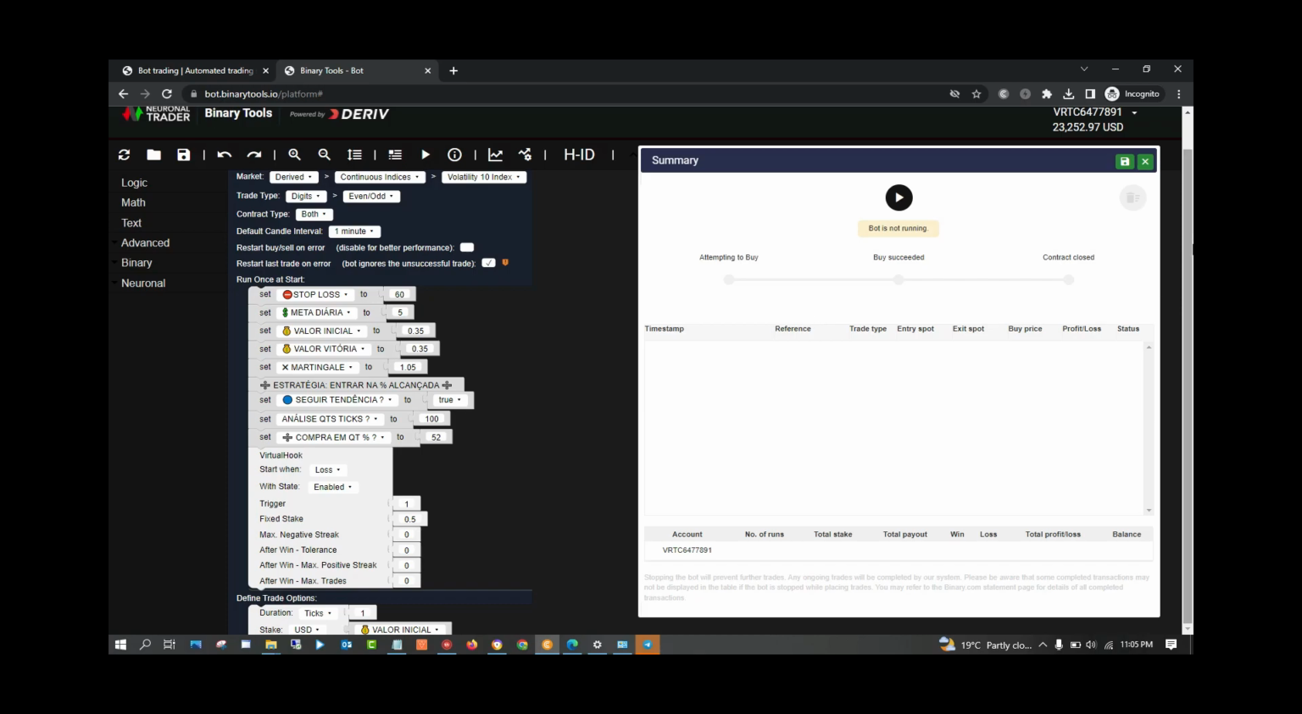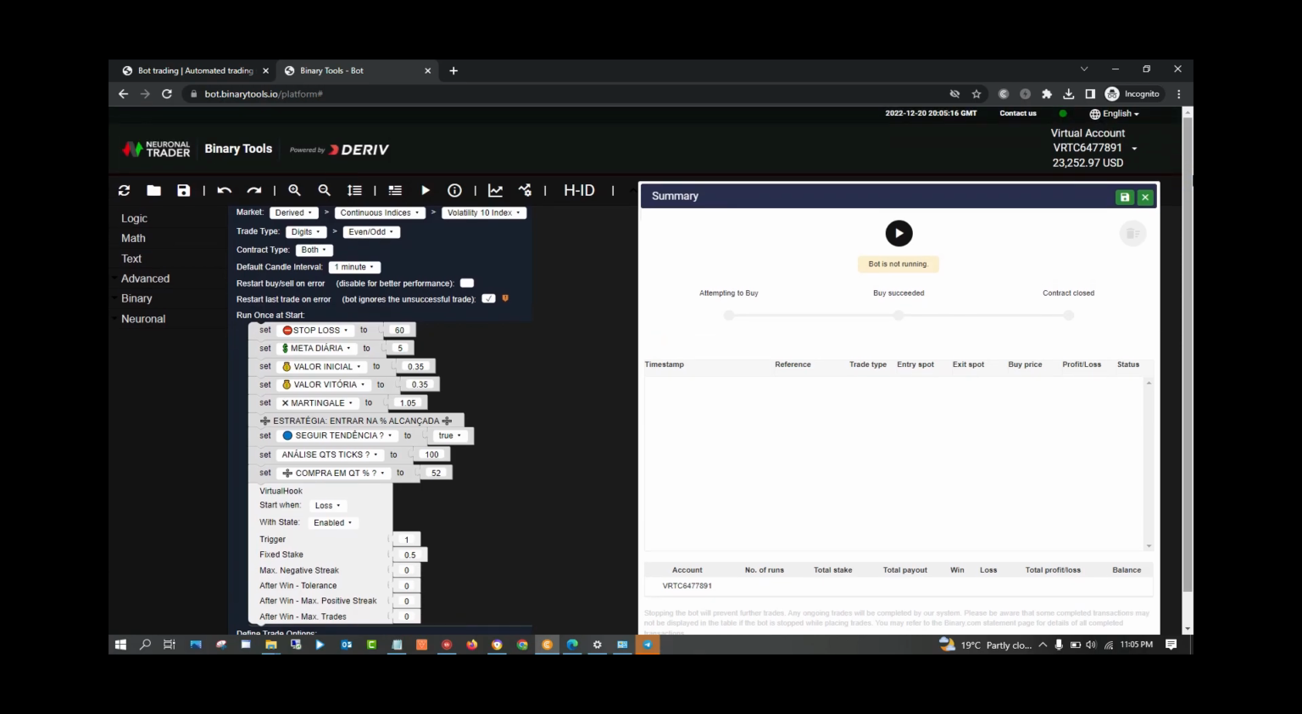And as usual, I don't normally trade on my real account when I'm testing these bots here, but when I want to show you any strategy that is needed, I don't trade on my real account. I normally trade on a virtual account, and I want to show you how virtual hook works so that you can decide by yourself if you want the virtual hook or not.